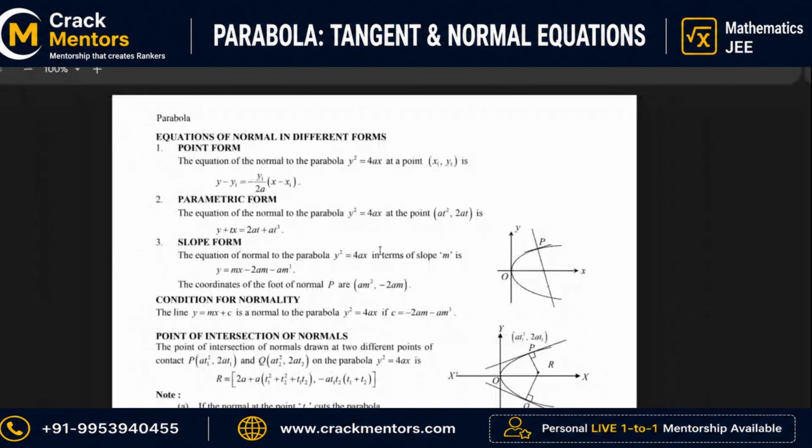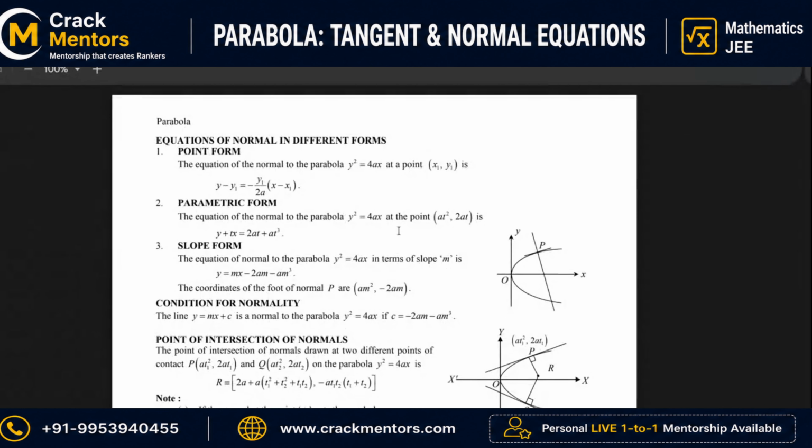Equation of normal in different forms. Write all these three. You can ignore this one because it's just parametric. Write this and this. I shouldn't write parametric, because you just have to replace x1 with at square and y1 with 2at for y square equals 4x. So you can write it, or you can derive it also. Just write it, I think. Why would I sit and derive anyways?